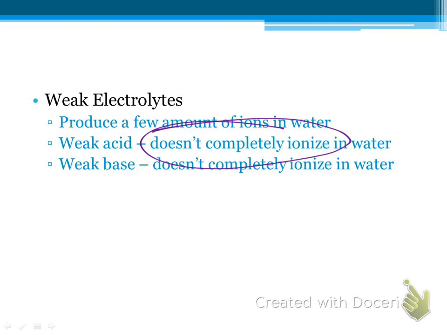And then non-electrolytes would make up things that don't dissolve in water. So non-polar molecules, things like that.